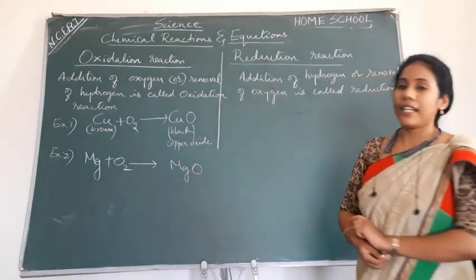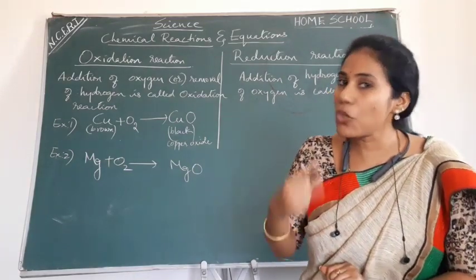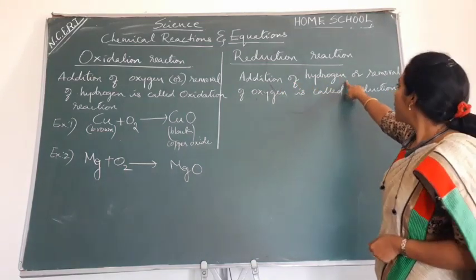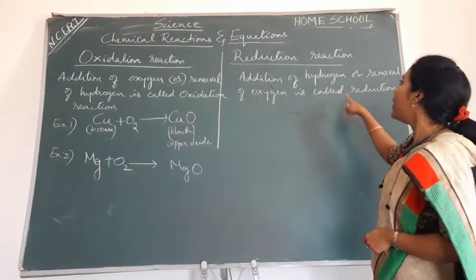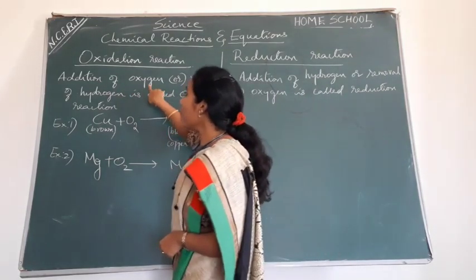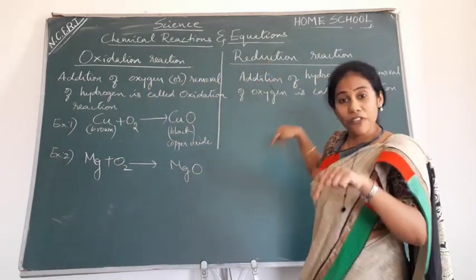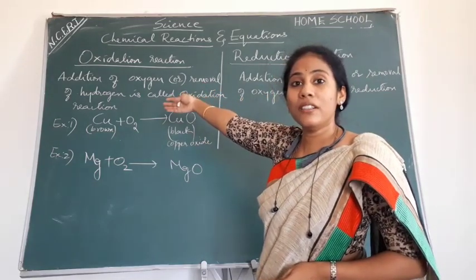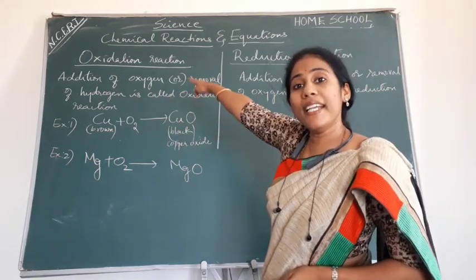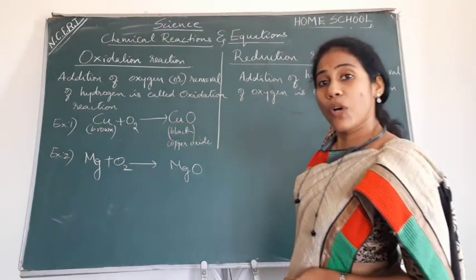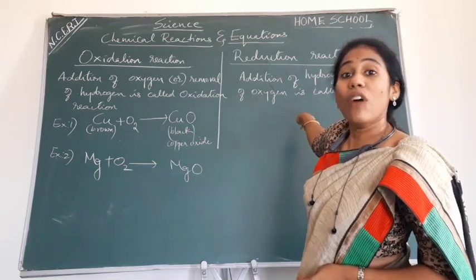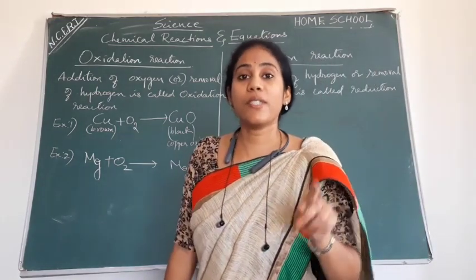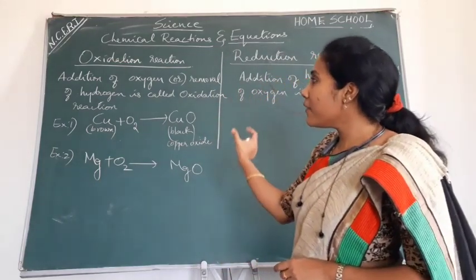And coming to the reduction reaction. Reduction is just opposite. See, compare the definitions. Addition of hydrogen or removal of oxygen is called reduction. What was oxidation? Addition of oxygen. What is reduction? Addition of hydrogen. And what can you remove? Oxygen you can remove here. There, what element can be removed? Hydrogen can be removed. What element is added there? Oxygen is added. Here, what element is added? Hydrogen is added. What element is removed? Oxygen is removed. You should not get confused with the definition, guys. It's very important. Just try to compare the definitions.